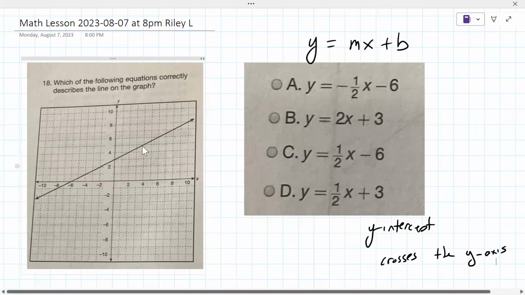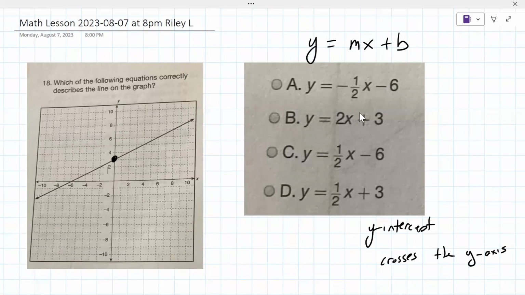Okay, so I think it's easier to look at where does it cross the y-axis? Where does it cross this vertical line? What's the numerical value where it crosses? 3. So which of these has a b value of 3? B and D. Okay, so the only two differences between those is the slope.